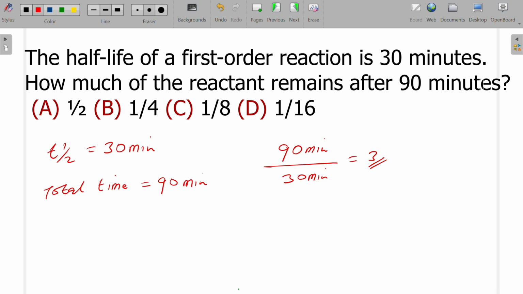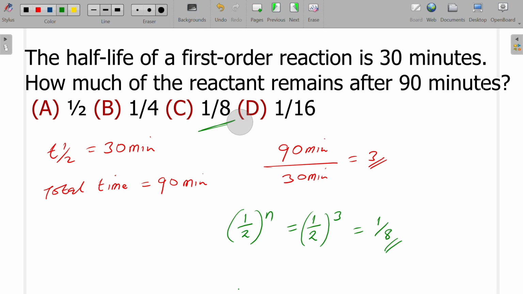So when we do this, we're going to find to say we have 3 half-lives in this 90 minutes. After doing that, we can now use this formula that says 1 over 2 given to the power of n, where the n is the number of half-lives. And this will give us 1 over 2 to the power of 3. And when you multiply half by half by half, what you're going to get is 1 over 8. So our answer here is 1 over 8. In this case, again, we have our answer to be C.